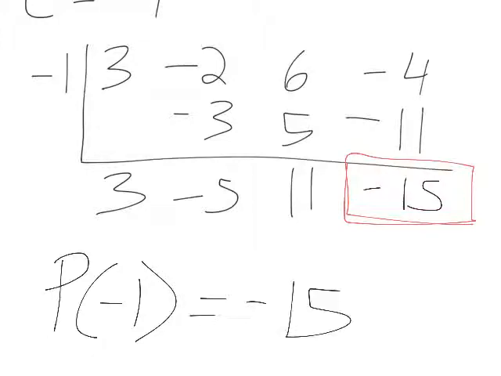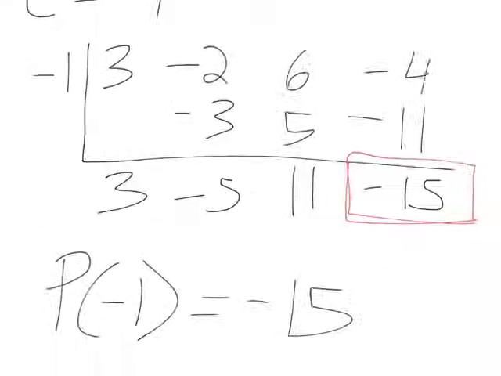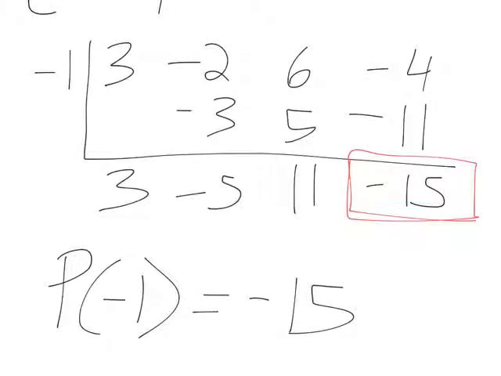Now if you want to double check, you can. Just take negative 1 and plug it into this p of x, okay? Take your negative 1, plug it in here, here, and here, and then solve that, simplify it, and see if you come up with the same value. You should, okay? Because that's what the remainder theorem is telling you.